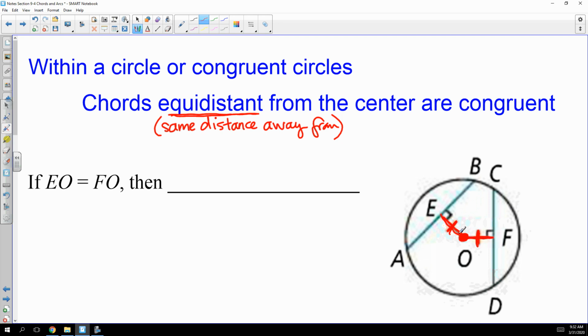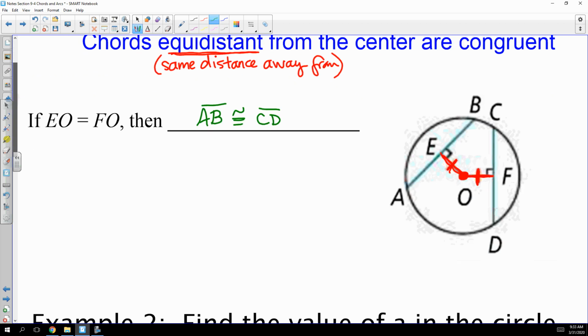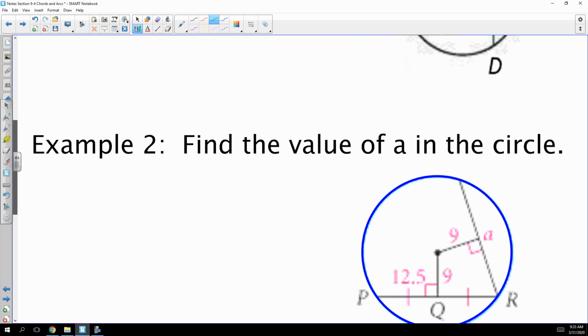And we see these tick marks telling us that the length of OE is equal to the length of OF. So they are equidistant. They're the same distance away from the center. Then we can definitely conclude that chord AB is congruent to chord CD. Okay, so if two chords are equidistant from the center, then they are congruent.